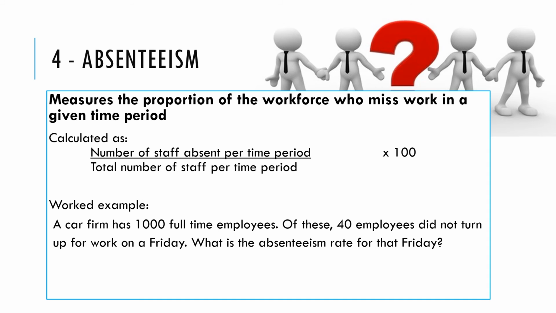So for example, a car firm has 1,000 full-time employees, and of these, 40 employees did not turn up for work on a Friday. What is the absenteeism rate for that Friday? Well, the number of staff absent per time period is 40 on the Friday. Total number of staff that could have been there on a Friday was 1,000. So our absenteeism rate was 4%. 4% of the staff were absent on a Friday.